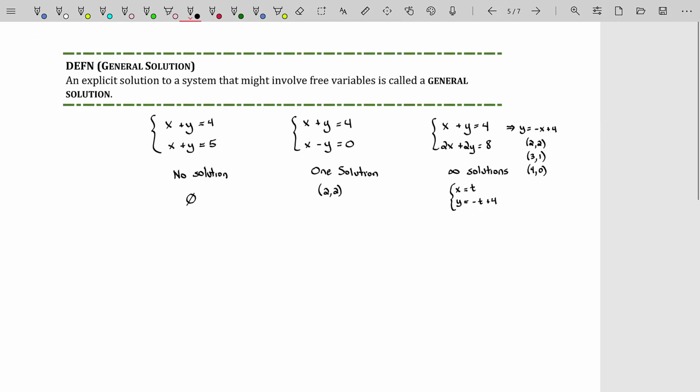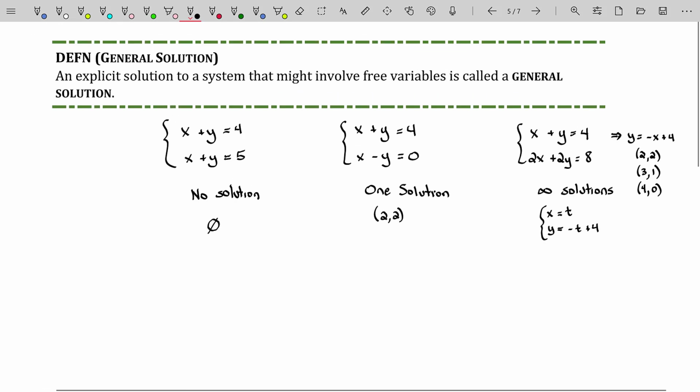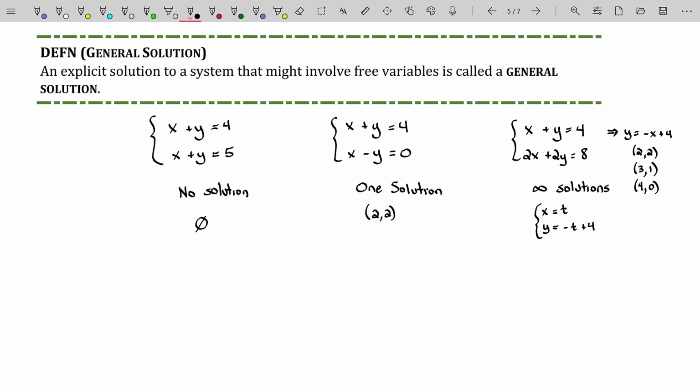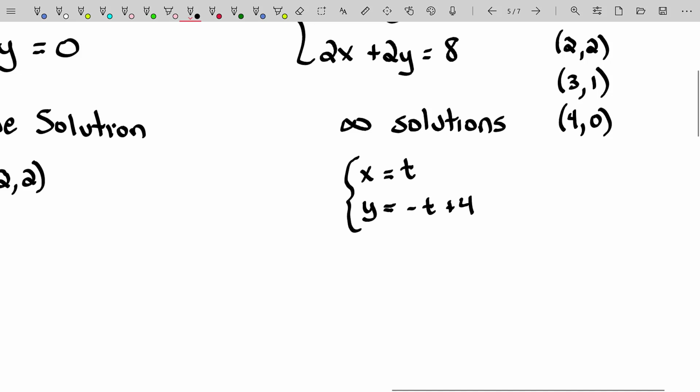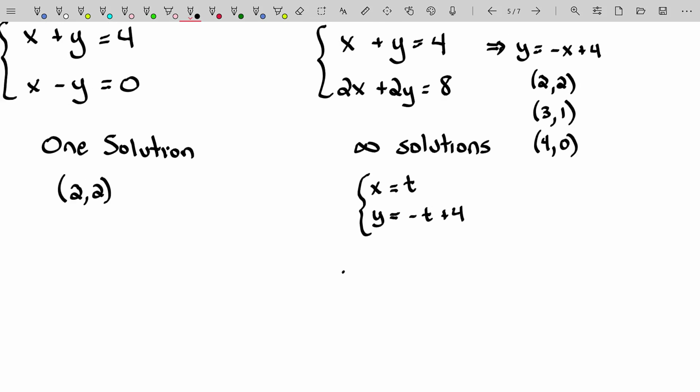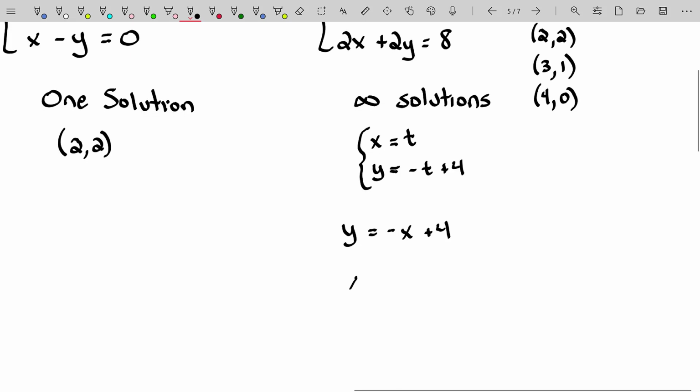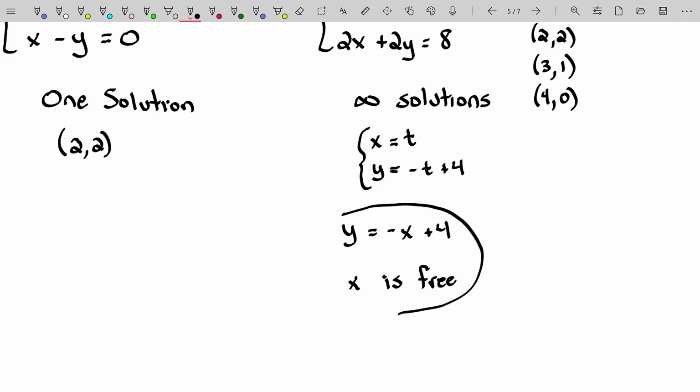Now, I should state that this doesn't quite adhere to the general solution definition that you see up above. In fact, in linear algebra, most people would write it like this. y is equal to negative x plus 4, and x is free. It's a free-roaming variable. It's free to be whatever we want it to be. This would be the general solution. It's sort of the non-parametrized solution. However, I think most instructors prefer a parametrized solution. Just ask your instructor what they prefer when you're doing your work.